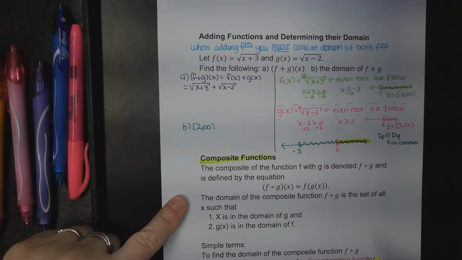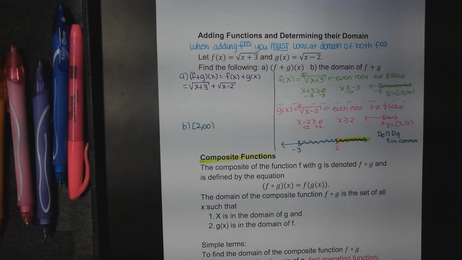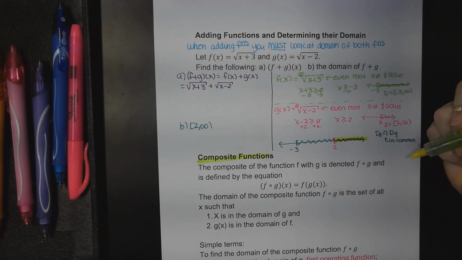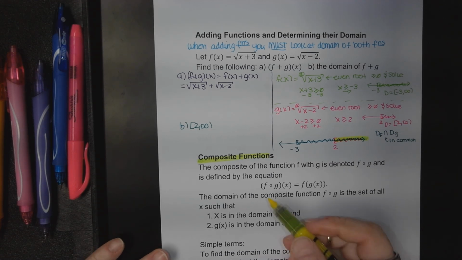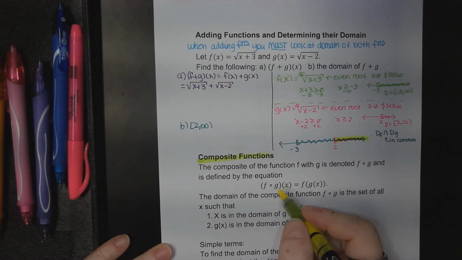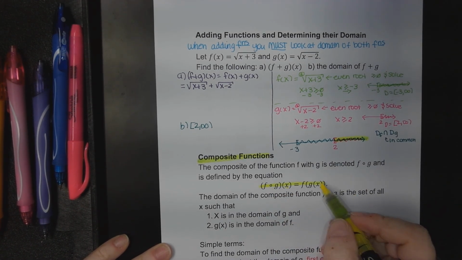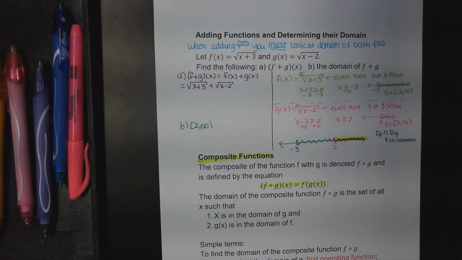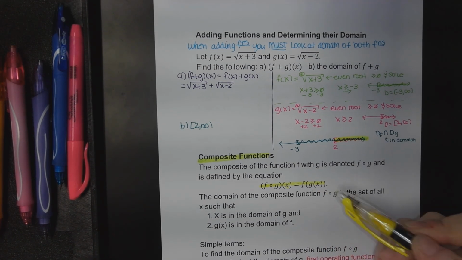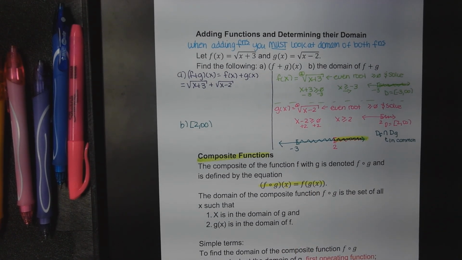So these are composite functions. The composite of the function f with g is denoted f composed of g and is defined by the equation. So you have f composed of g of x, and that equals, this is the definition of it, f of g of x, okay? That's how you would write the definition.